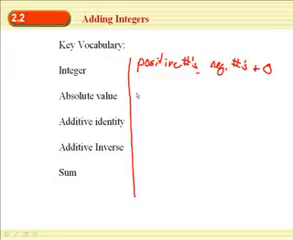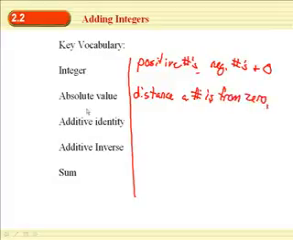Absolute value is from the last one. Absolute value is the distance a number is from 0. And it also is never negative because distance is never negative. Okay, those are review from before.